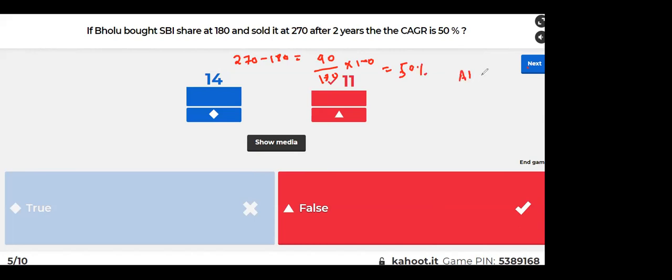But this is your absolute return. Yes or no? Absolute. Yes or no? After 2 years the absolute return is 50%. It is not annual return. Clear? It is not your CAGR. It is your absolute return. So the answer is false. Okay? Got it? Everyone got this? Yes or no?